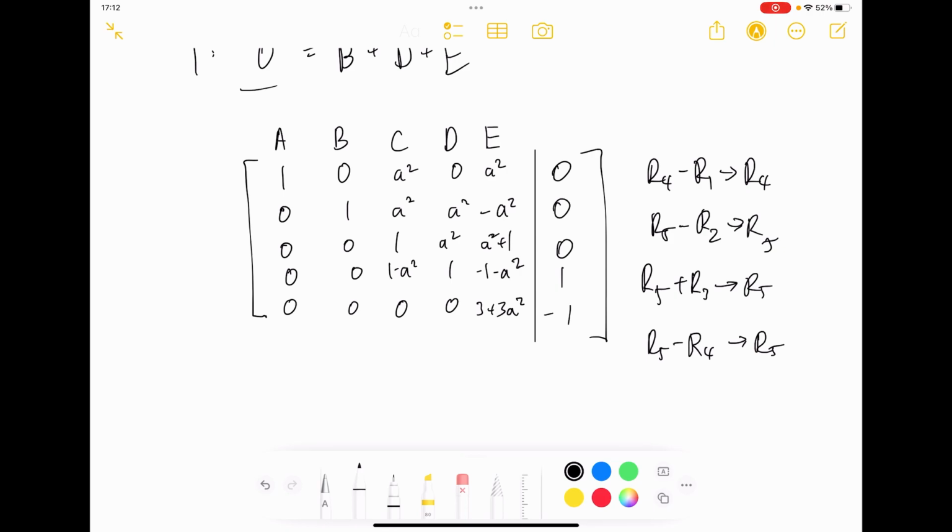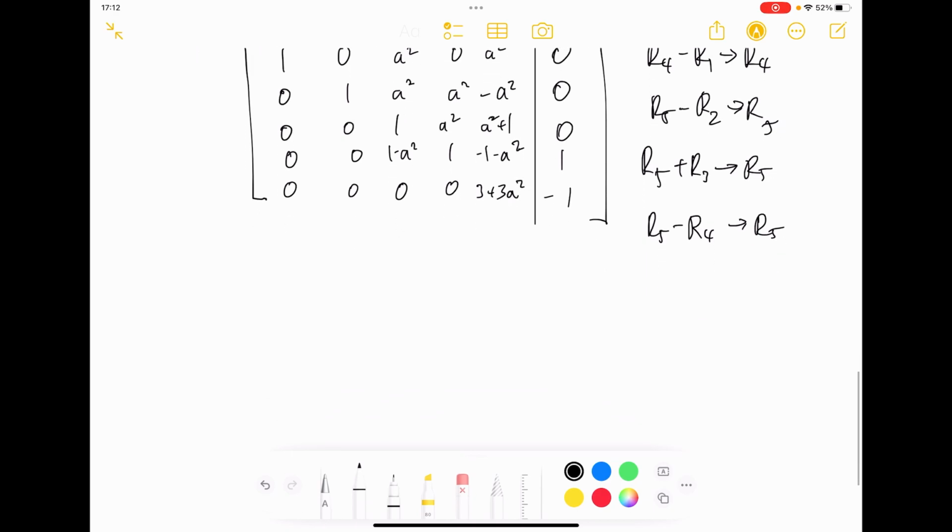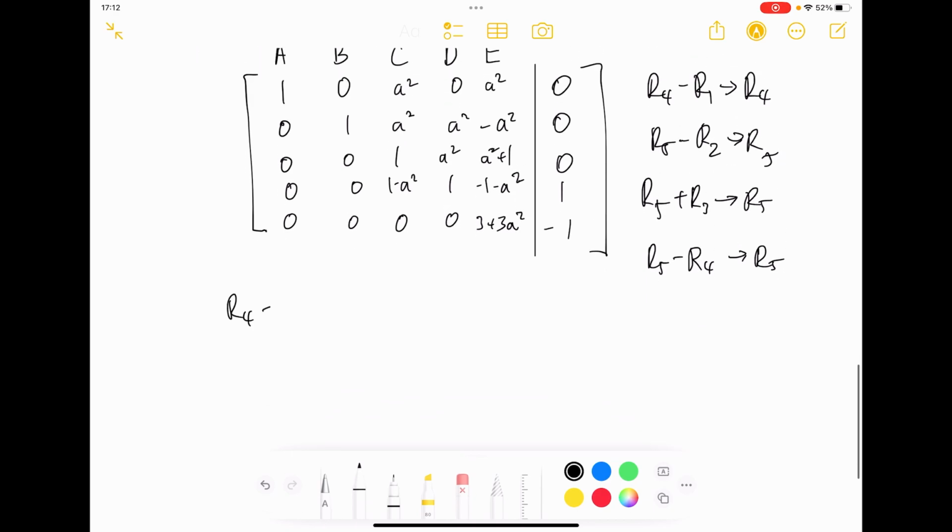That is it. Done. And to make row 4 nice as well, we're going to do row 4 minus 1 minus a squared times row 3, because that will clear this 1 minus a squared here into a 0. And on the D column, we're going to get 1 minus a squared times a squared. So what's that going to get us? 1 minus a squared plus a to the 4th.